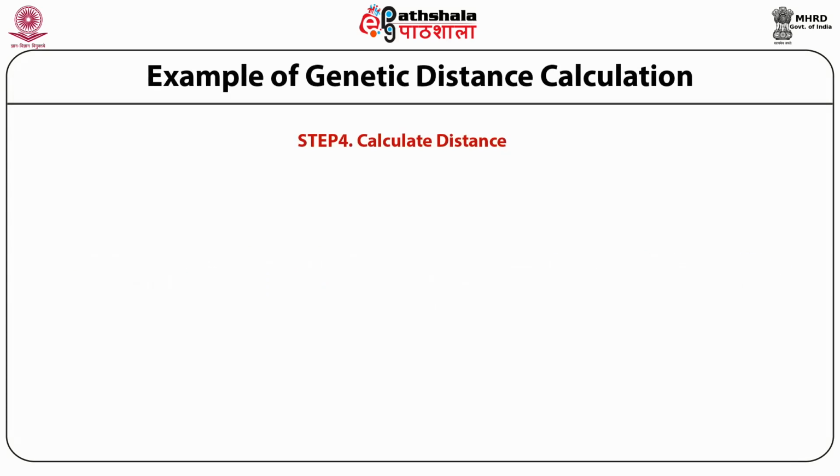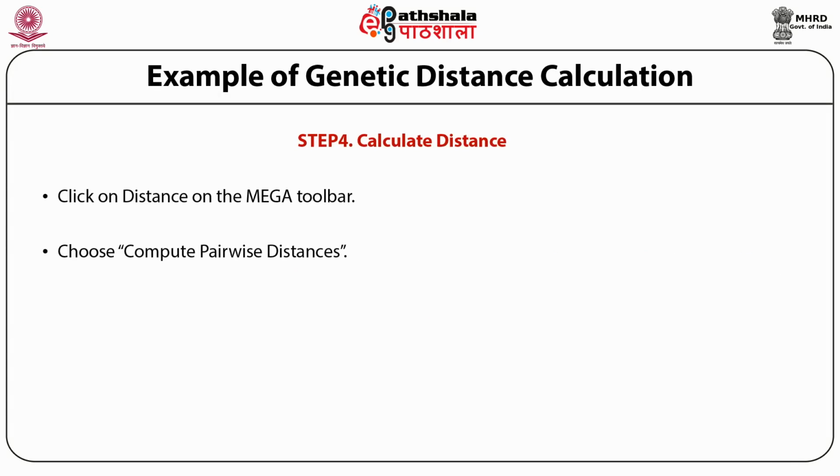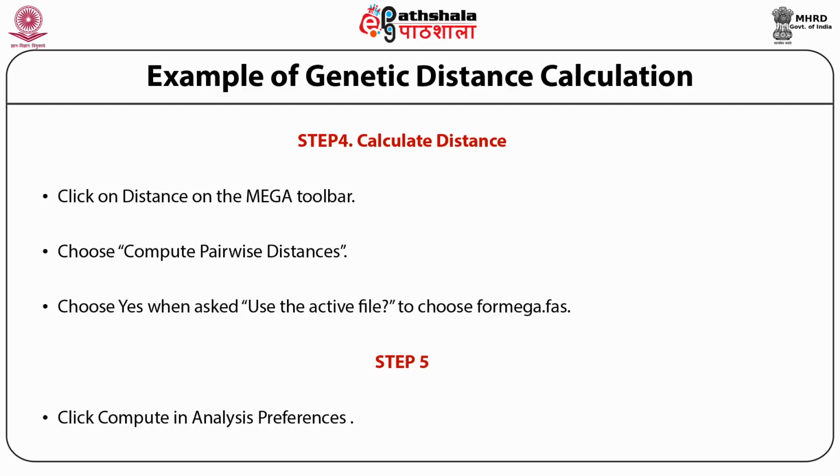Step 4 is to calculate distance. Click on the distance on the MEGA toolbar. Choose the output pairwise distance. Choose Yes when asked to use the active file. To choose 4mega.fas, and in step 5 click on the compute in analysis preference.